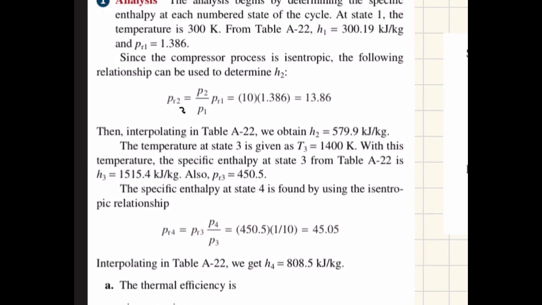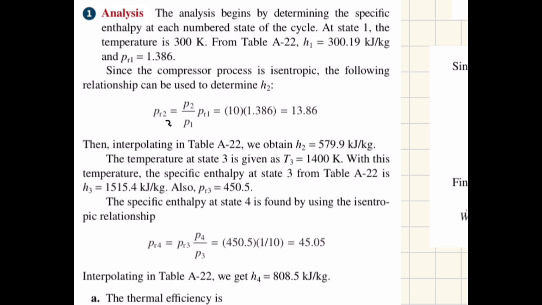First, because at state 1 we're already given the temperature directly, we can just look at the table and get the value of H1 without having to interpolate at all. While we're looking at the table, we can also find the PR1, which will be used to find the PR2 using the isentropic relation for air. We find that PR2 is equal to 13.86, and from that we can interpolate using the same table, table 822, to get the value for H2.